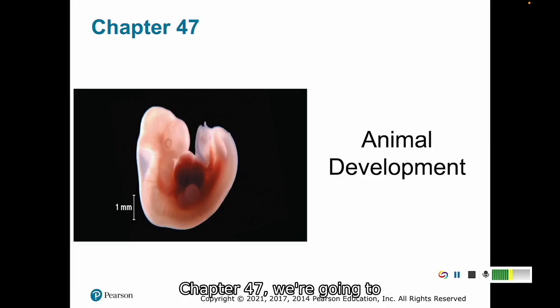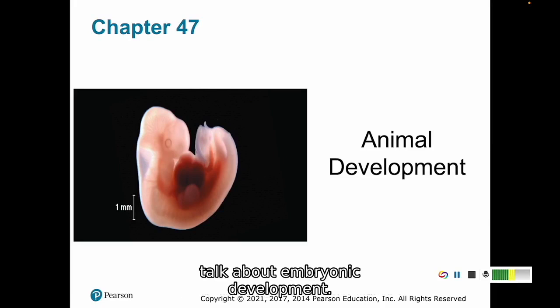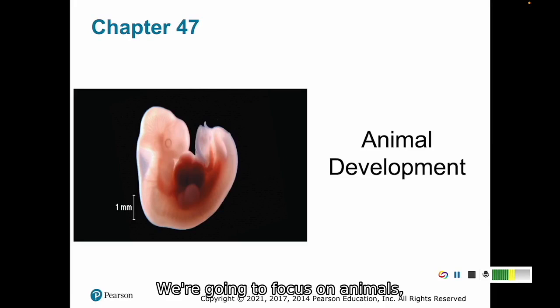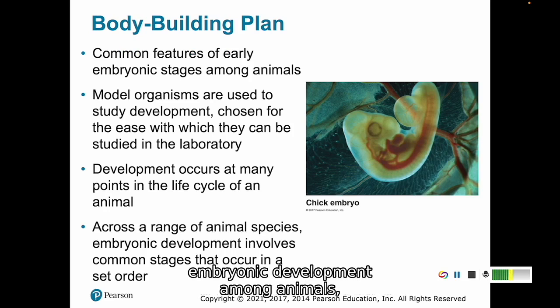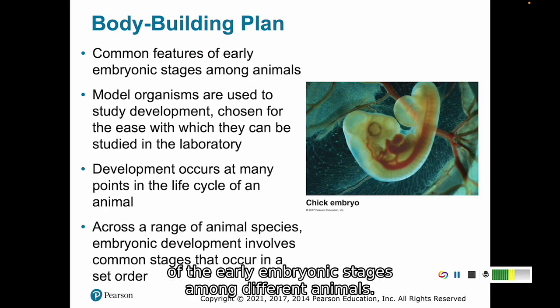In chapter 47, we're going to talk about embryonic development. We're going to focus on animals, people, but also other animals. So, when we are talking about embryonic development among animals, there are a lot of common features of the early embryonic stages among different animals.